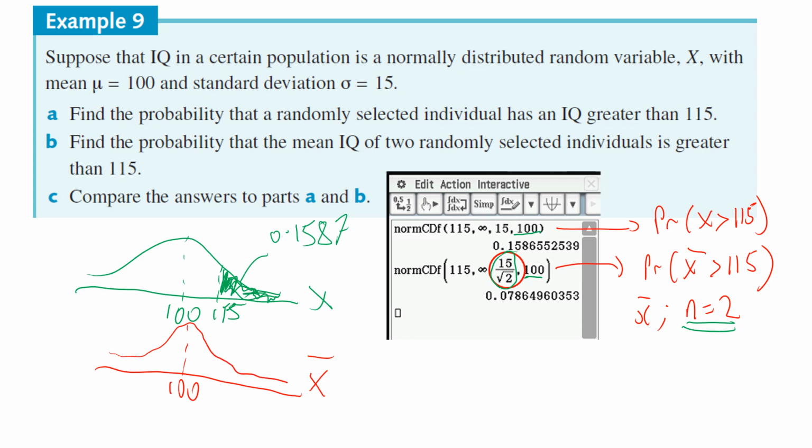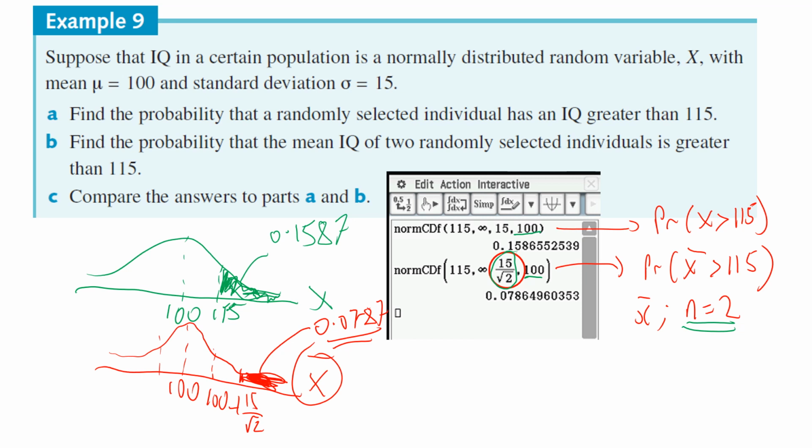So now each standard deviation is not 15, but 15 on root 2. So that's 100 plus 15 on root 2, about 1.4, so it's obviously going to be quite a bit less. It'll be about 110, and here's 115 over here, and it's going to be a much lesser probability. So it's more at the tail end of our distribution for x bar than what it is in our distribution for x, and that turns out to be a probability of 0.0787. So quite a difference there.